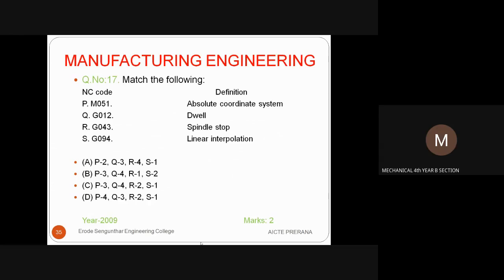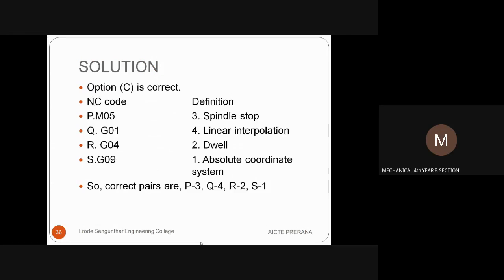So the first code is M05, then the second is G01, the third is G04, and the last is G09. And for definitions, it has been given as absolute coordinate system, dwell, spindle stop, and linear interpolation. What is the right option? Let us see the options without wasting time discussing what the options are. Let us see the answers first. Option C is the right answer.